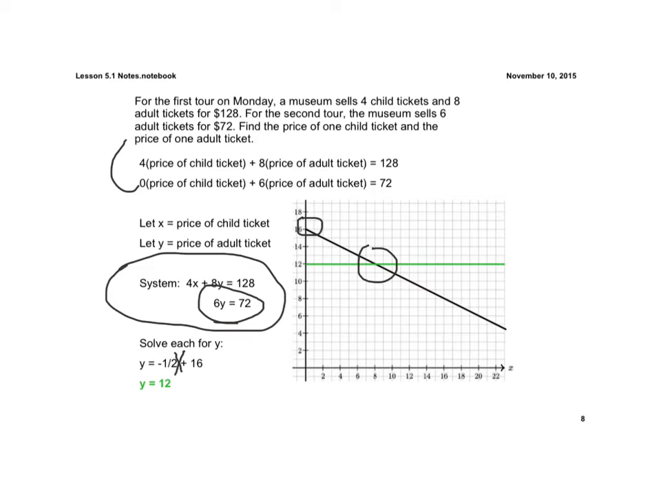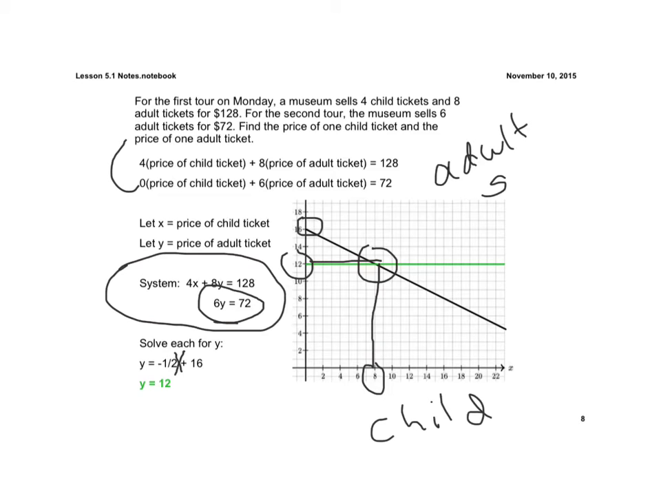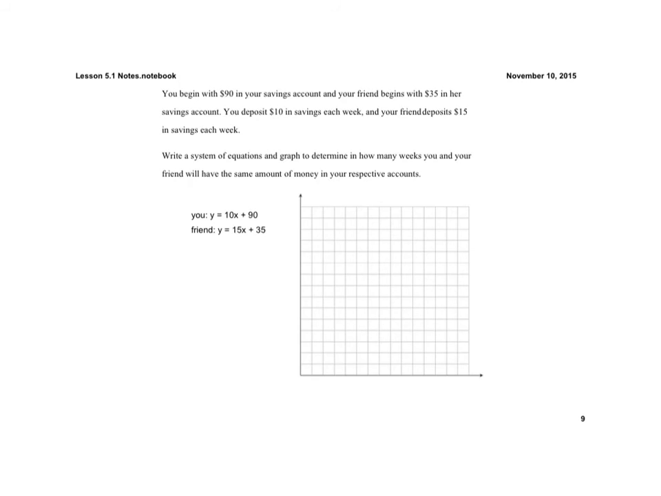And again, the x-axis represents our child ticket price, and the y-axis represents our adult ticket price. So the adult ticket price is $12, and the child ticket price would be $8. And that's using a system of equations by graphing to solve a real-life problem. Again, here's another example. You can pause it and look at it and graph it if you'd like, but we're going to go ahead and save this one for another day.